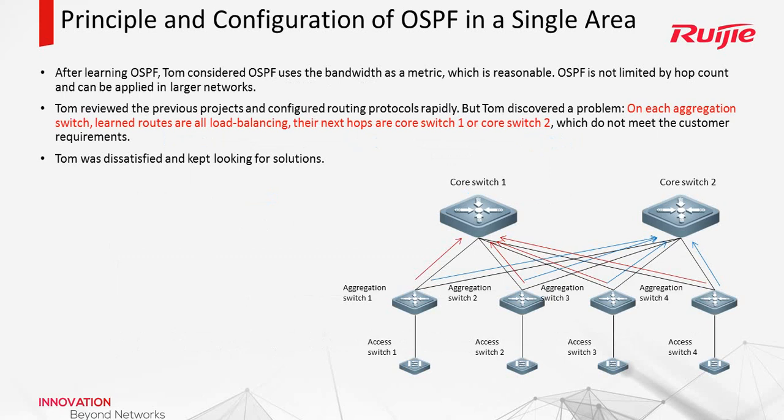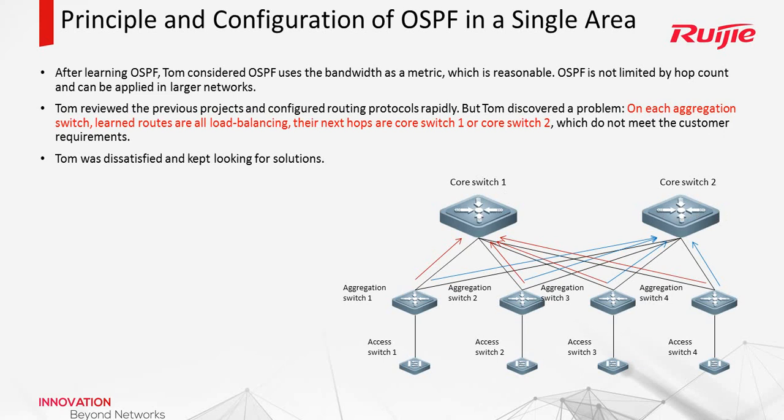Okay, after learning OSPF, Tom thinks this is a really good protocol. But there is just one more problem. Because these links have the same bandwidth, in fact, at last, they will have load balancing. But the customer required core switch 1 for the exit and core switch 2 just for backup. So Tom is confused again.